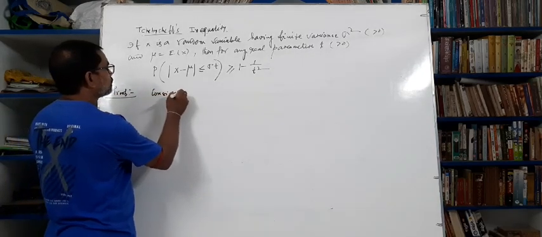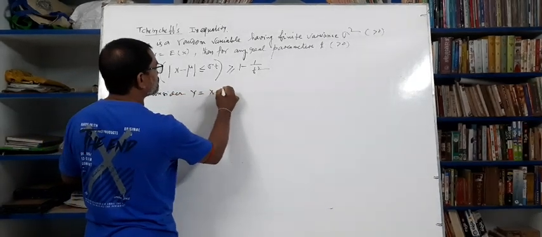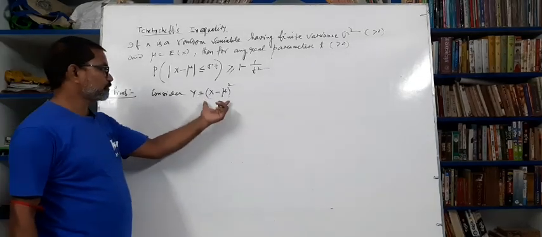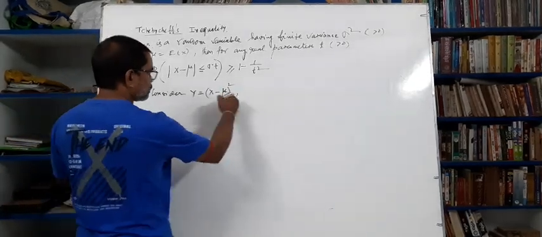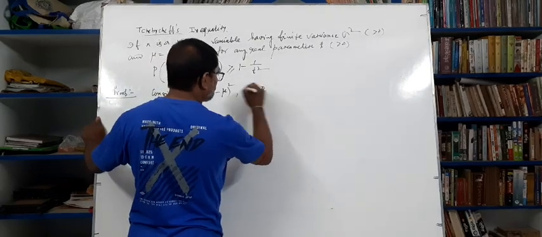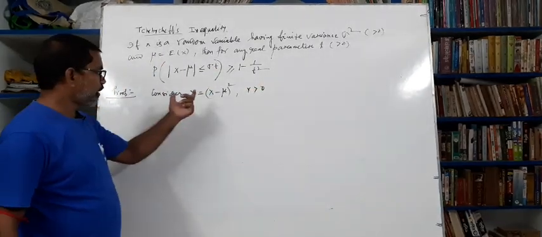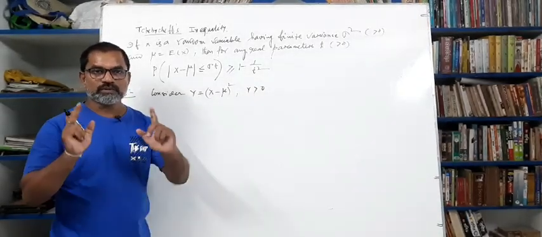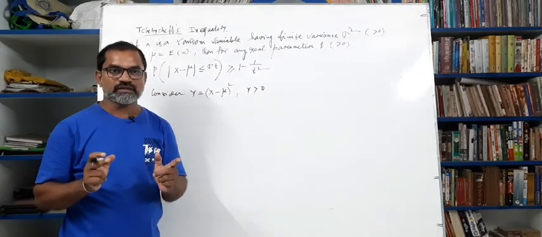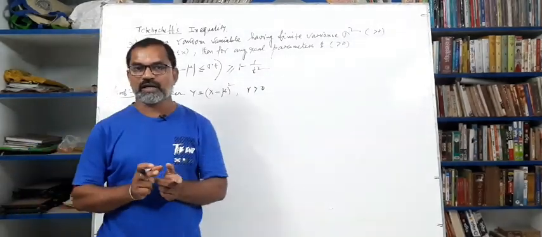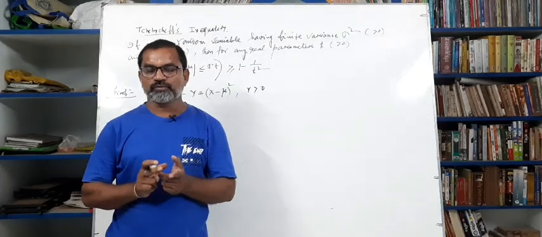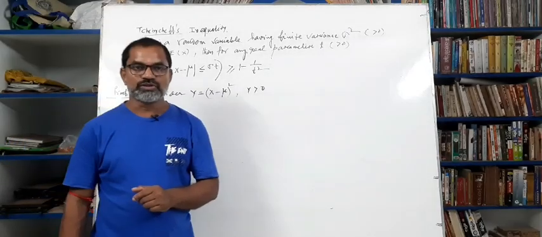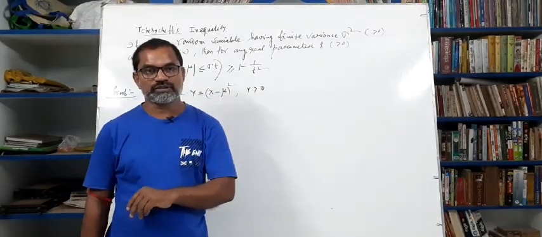Consider y equal to x minus mu whole square. So here y is a random variable that is greater than 0. So we use Tchebycheff's lemma, because Tchebycheff's lemma says that x is a positive random variable with finite mathematical expectation. Then for any real parameter t, probability of x less than or equal to mu t square is greater than or equal to 1 minus 1 by t square.